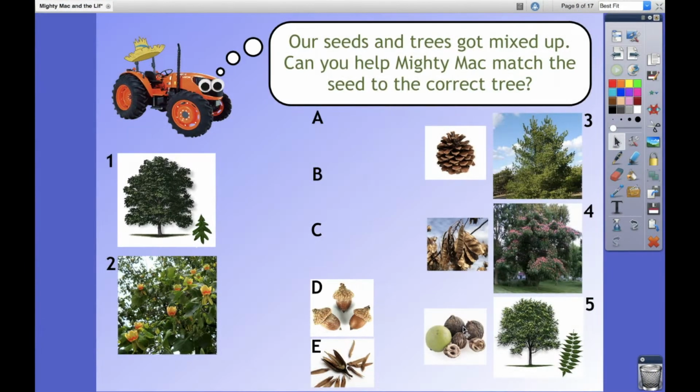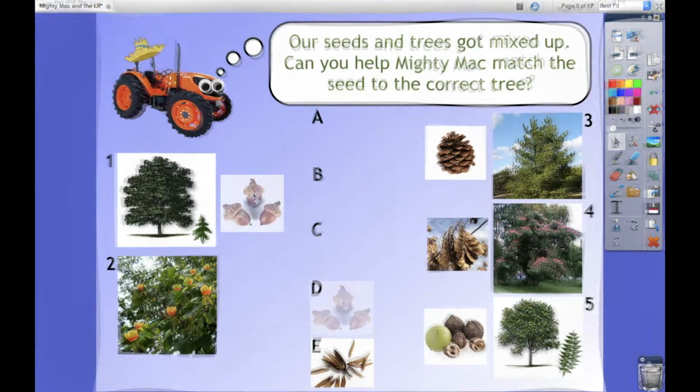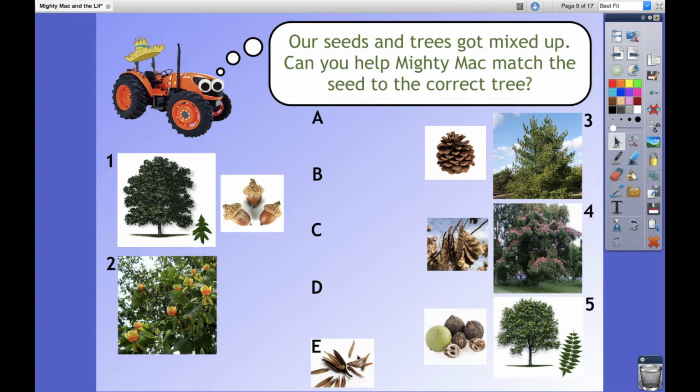Tree number 5 is a black walnut. This one might be a little tougher, but if you look at the leaves in the picture, you'll be able to notice it next time you're out. This one I know, if you don't mind, Farmer Nick. These acorns go with tree number 1. I recognize that leaf anywhere.